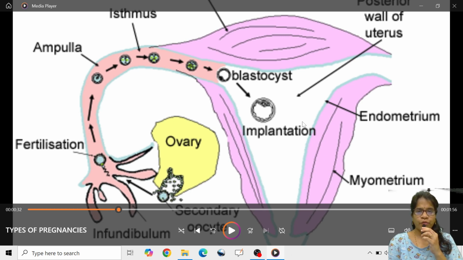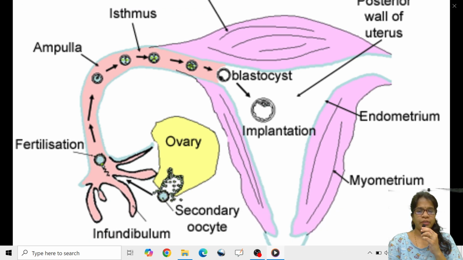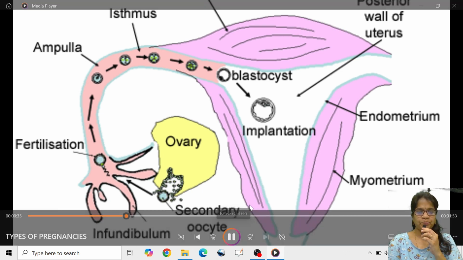If the fertilization happens here and finally the baby develops here, it is a normal pregnancy. Instead, if it happens in the ampulla region of your fallopian tube, or the isthmus region, or the interstitial region of your fallopian tube, or sometimes the ovary, where the baby can grow, this is called ectopic pregnancy. That is why I have given you a small diagram.